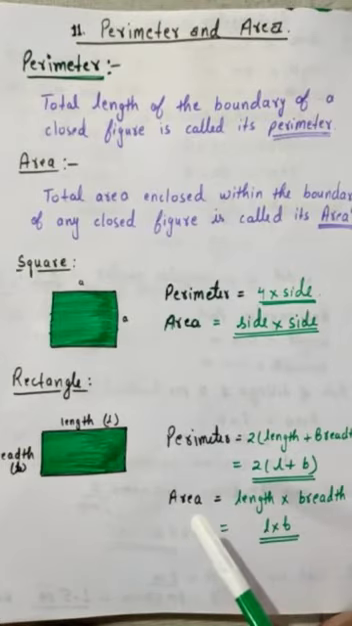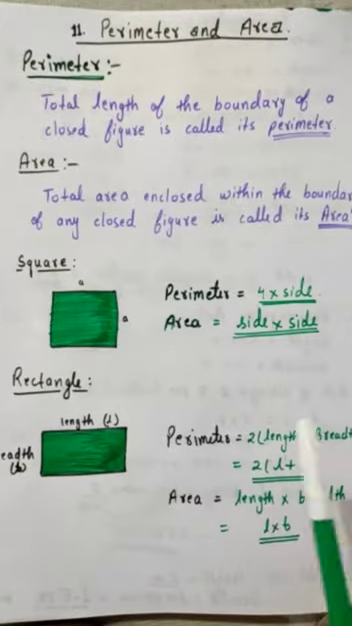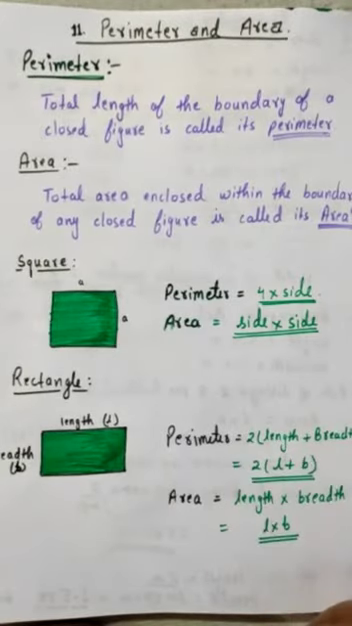Practical geometry हमने skip किया है because in that constructions and all those things are done, which is a little difficult to teach online. So we'll see afterwards what to do, but for now the chapter is deleted from the portion. So perimeter and area we're going to start.